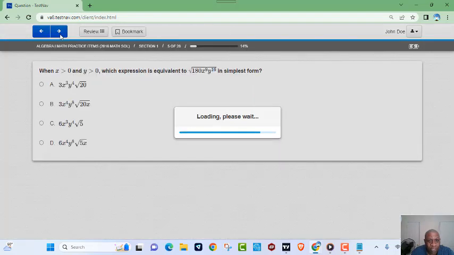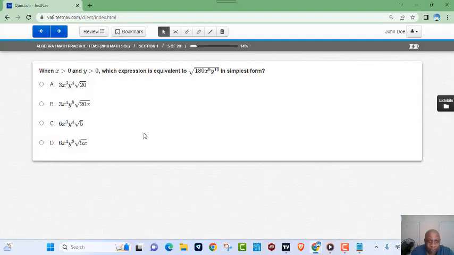Let's go on to the next question. Okay, let's look at the next question. All right, question 5. When x is greater than 0 and y is greater than 0, which expression is equivalent to the square root of 180 x to the 9th y to the 16th in simplest form?